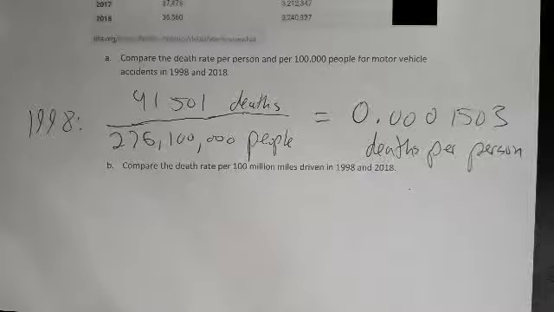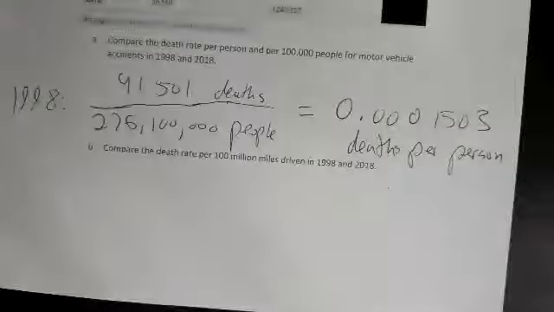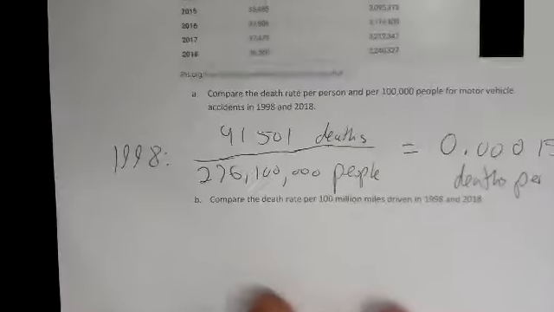Compare the death rate per 100 million miles driven in 1998 and 2018. So this improved by about what, like 4 deaths or something? Maybe a little bit less. We went from about 15 to about 11, right? Per 100,000 people. We want to compare it to the miles we drive now? Oh God. Yes.